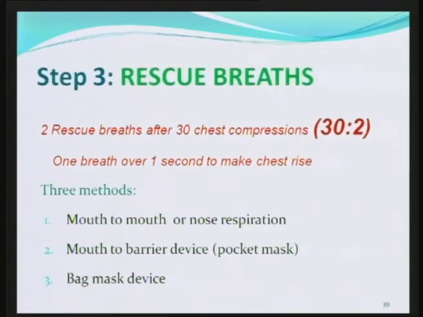The third step is rescue breaths. So C and A are covered, now we'll cover B for rescue breaths. So 2 rescue breaths after 30 chest compressions. We have given the 30 chest compressions in C. Now we will give the 2 rescue breaths.